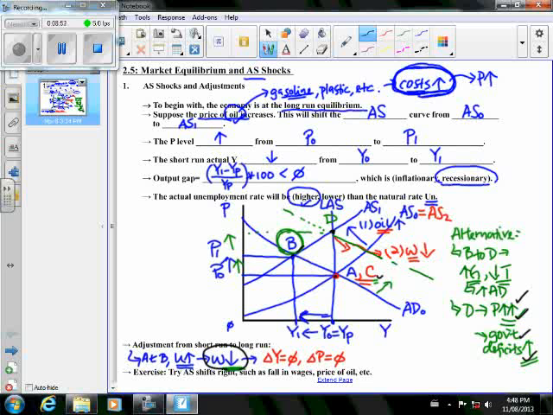As an exercise, also try for yourself on a separate piece of paper. The initial shock is aggregate supply shifting. Rather than to the left, now it shifts to the right. And this could be caused by a drop in wages or the opposite, a fall in the price of oil.